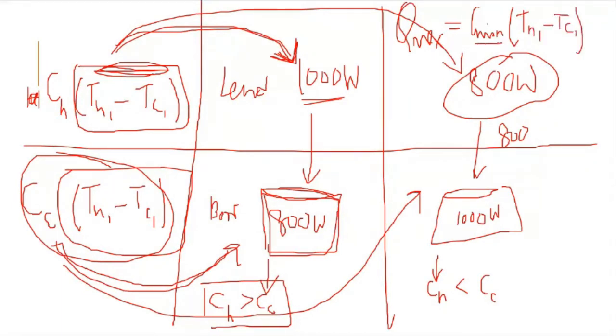C min is minimum of CH and CC. Can we write like this? Yes or no? Yes, sir. Anyone, any doubt in this part? If this part is not clear, you will not understand effectiveness or NTU method. So if you're obtaining the maximum value, then why we are choosing C minimum? Because the maximum heat exchange will be depending on the capacity.